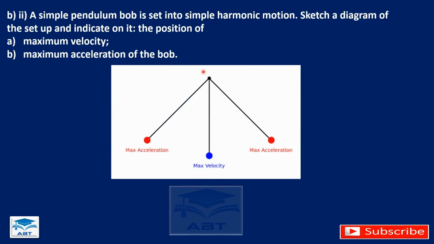So this is the diagram. When you set a simple pendulum bulb in simple harmonic motion, the equilibrium position is going to be the maximum velocity, and the velocity is going to reduce until it gets to the end here, where we have the maximum acceleration and velocity becomes 0, and it repeats in that order. So this is the diagram.